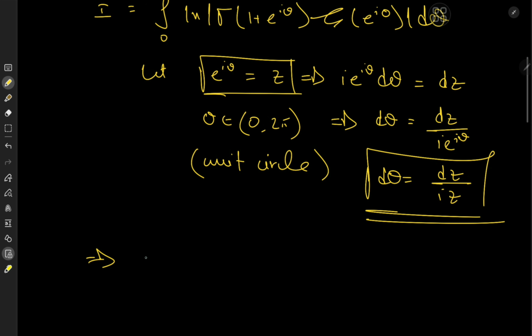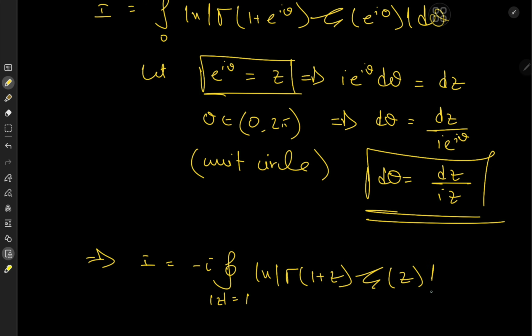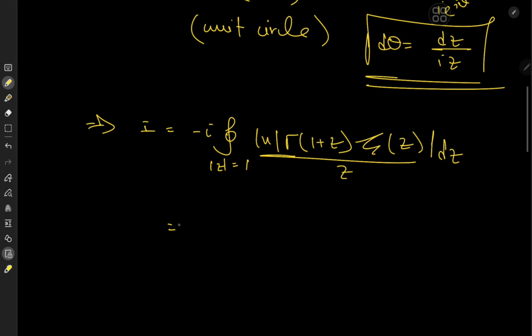So this implies that the 1 over i here is now negative i. I never get tired of how cool that fact is. We have negative i times the integral over absolute value of z equal to 1 of log of the absolute value of gamma of 1 plus z times zeta of z over z dz. And yes, I know, I'm really doing a tightrope walk over here. Again, math is a lot easier than English.